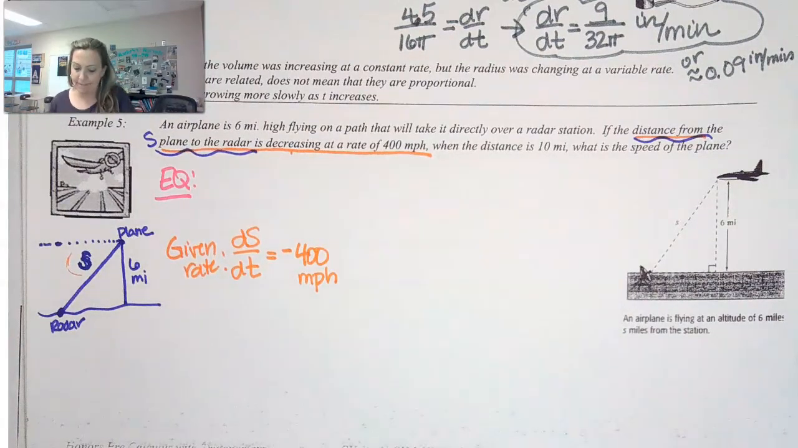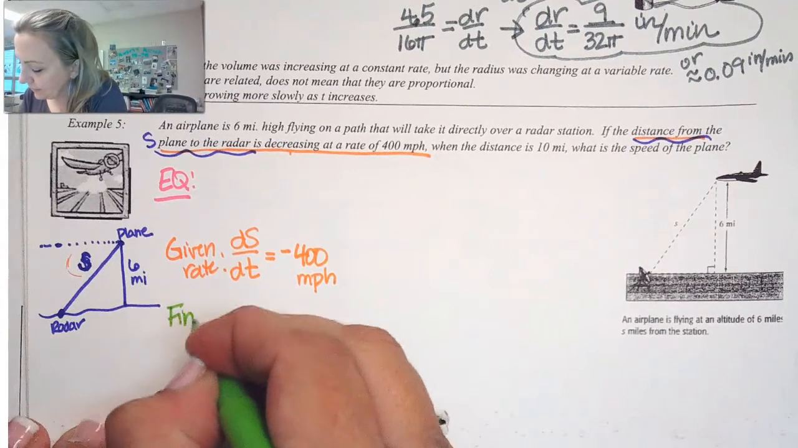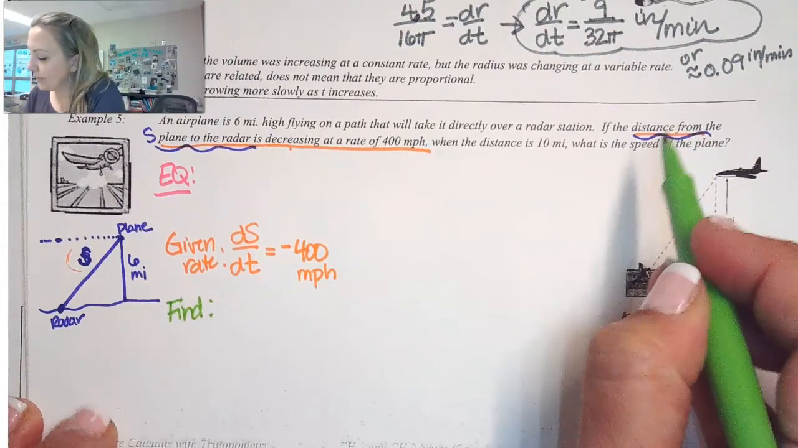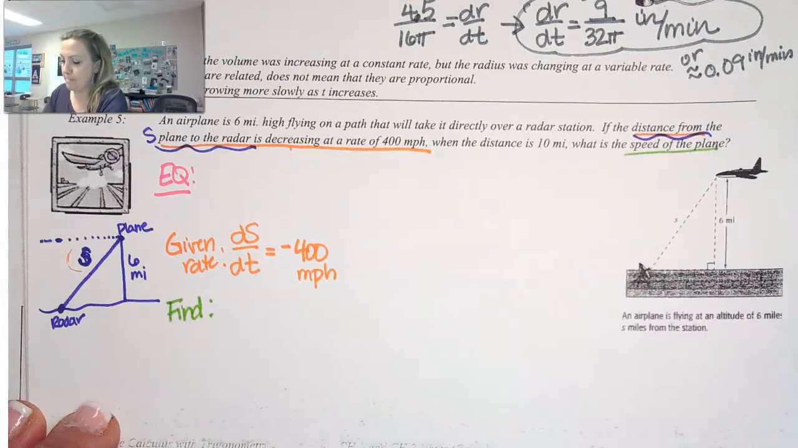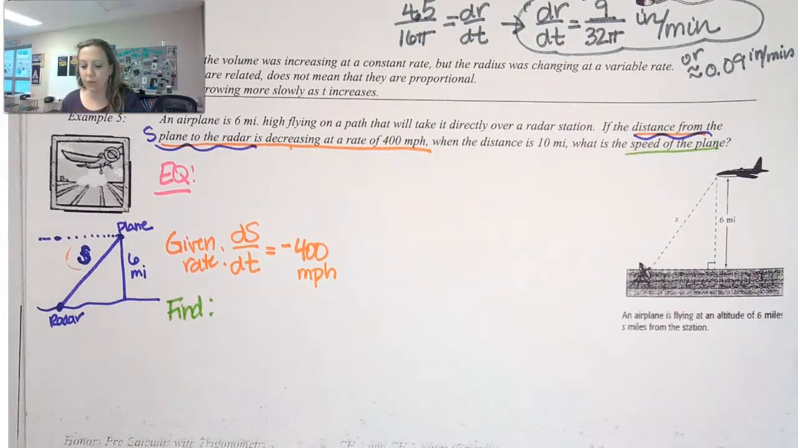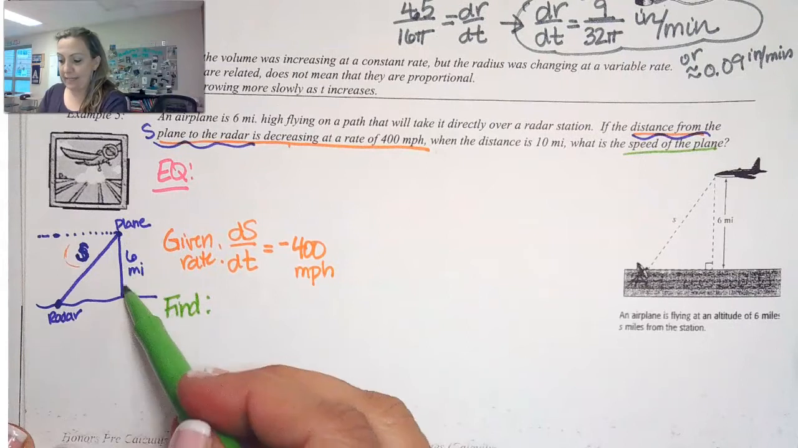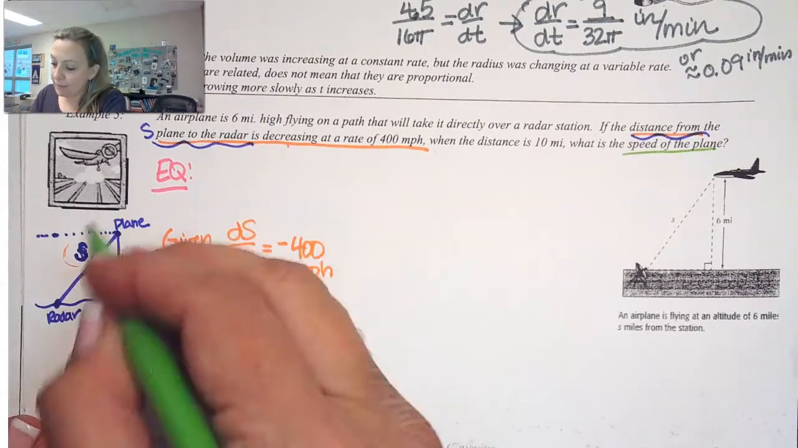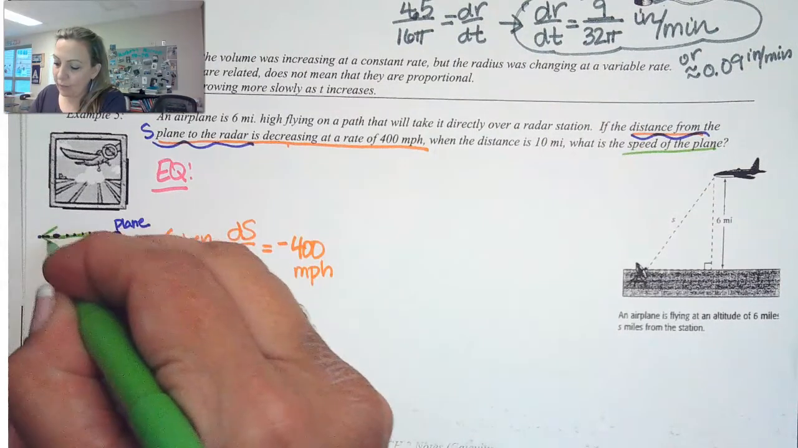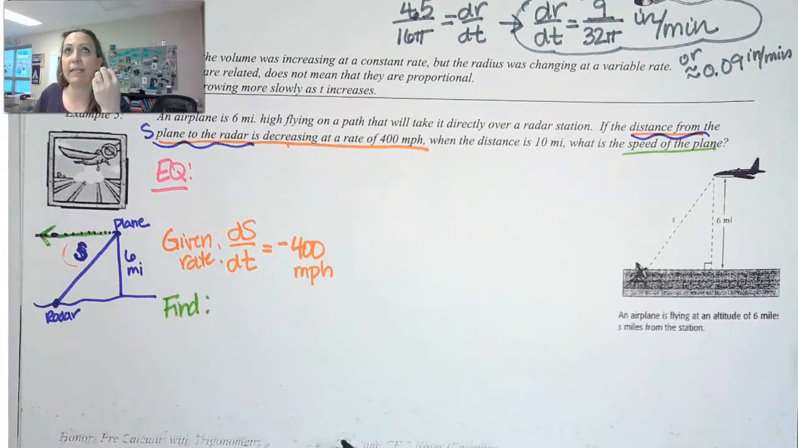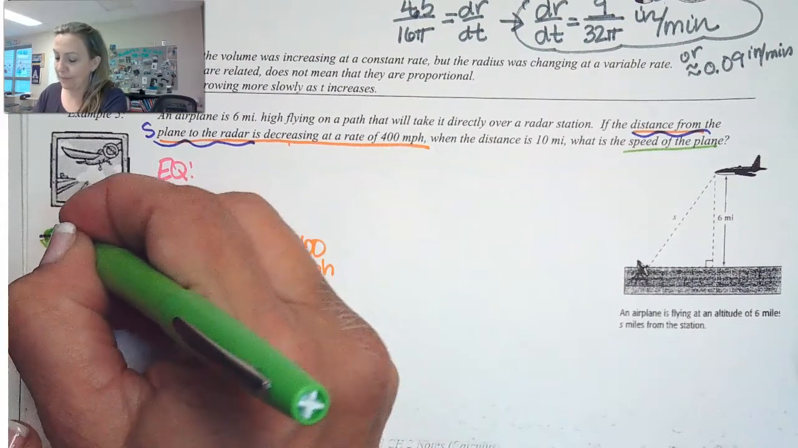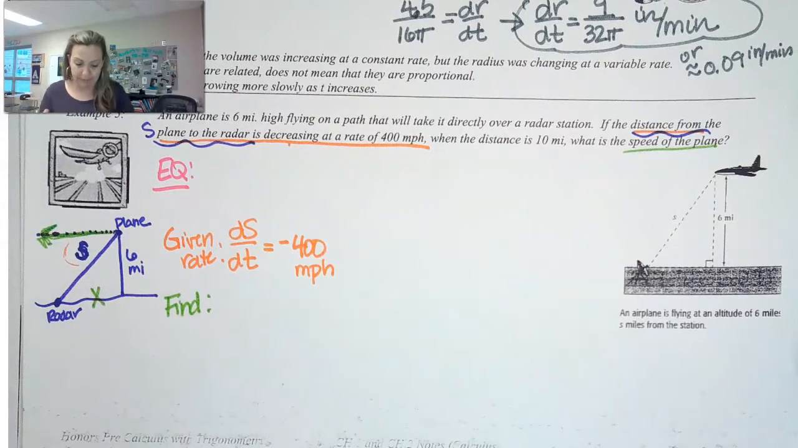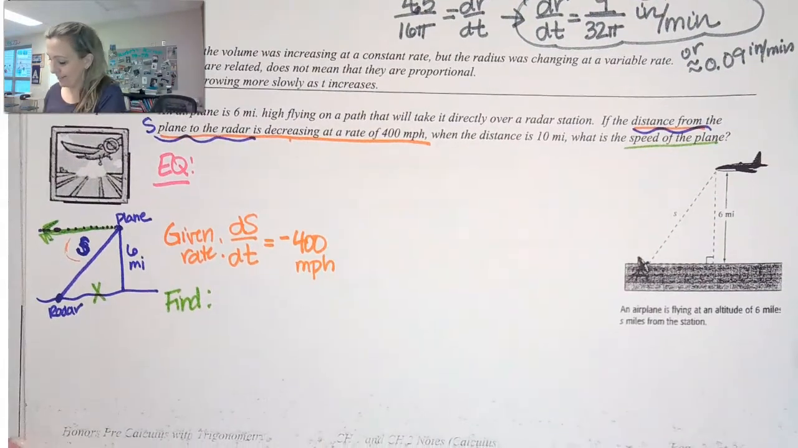As far as what we're going to find, it wants the speed of the plane. So what could we think of as the speed of the plane? Notice that's not going to be this. The plane isn't flying here. The speed of the plane is going to be what's happening while we go this way. Remember that the speed of the plane is going to be the derivative of the distance that the plane is traveling, which means that it's basically like the ground speed. So we can maybe call that x.